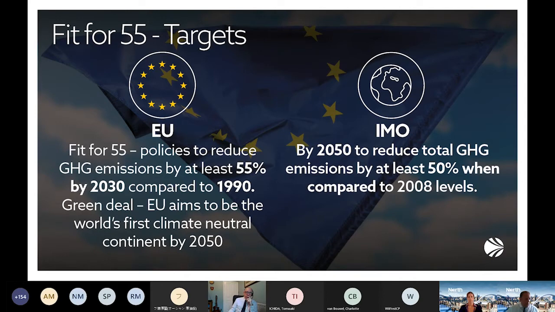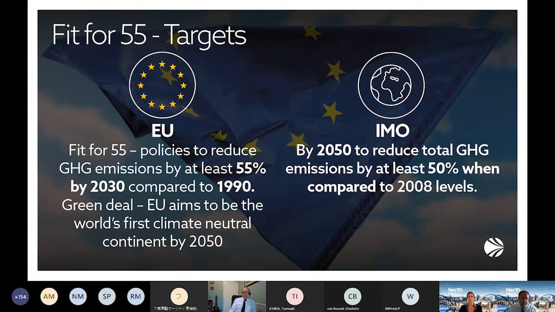And why is it called Fit for 55? Well, it's a policy to reduce GHG emissions by at least 55% by 2030 compared to 1990. This is in line with the Green Deal and the Paris Agreement, and the EU aims to be the world's first climate neutral continent by 2050. In comparison, the IMO targets, as we just discussed in the previous slide, aren't quite so stringent. By 2050, the aim is to reduce total GHG emissions by 50%.